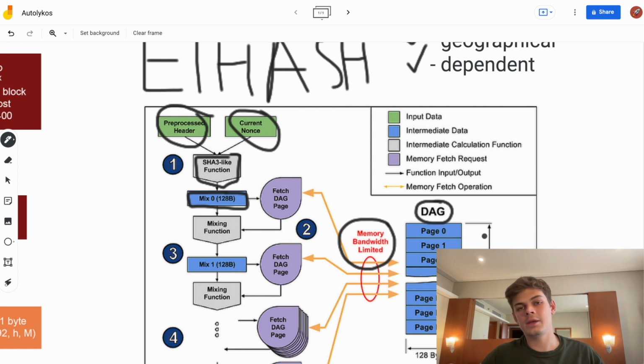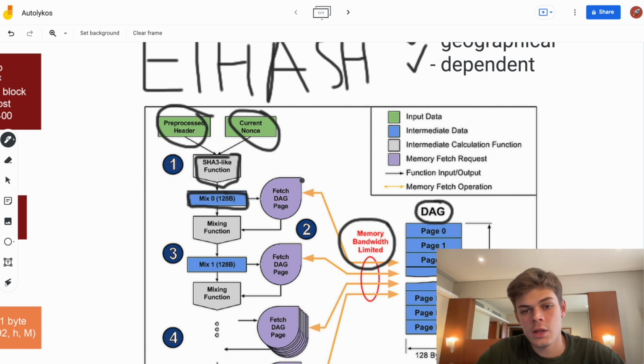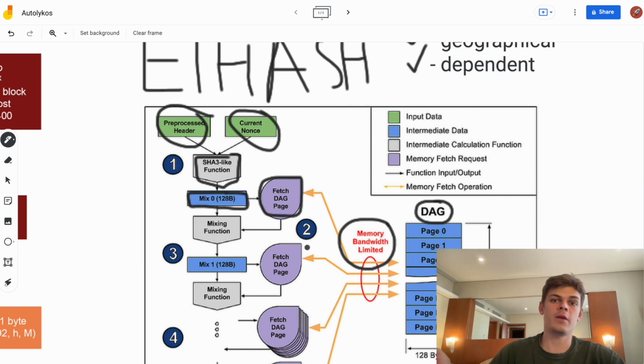To put it simply, a DAG is just a data set, right? It's an acyclic data set, but I'm not going to go into that. It's actually quite difficult. I still don't understand how a DAG is generated, but I sort of get how it works. But essentially, let's treat it as a data set. Based on the value of the hash output here, mix 0, a specific DAG page is fetched. What does that mean? It's just simply fetching specific data from the data set.